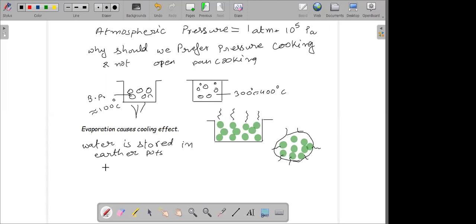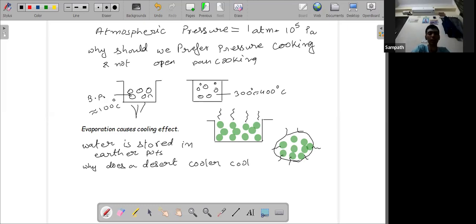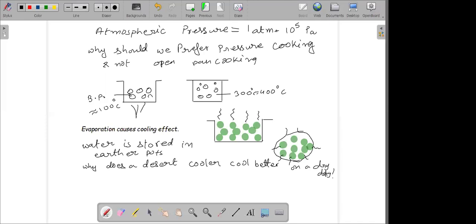Can you explain how the cooling effect occurs in a desert cooler on a hot dry day? Sarvan, can you tell? Sir, a desert cooler is used in hot temperatures, where the cooler contains some water which takes the energy from the surroundings to evaporate, and during the evaporation, those particles cause a cooling effect and make the surroundings cool. All right, very good.